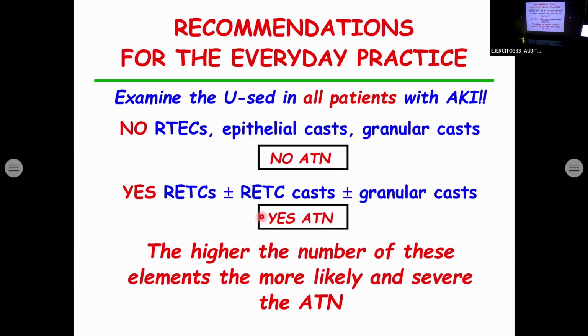Thus, recommendation for everyday practice: examine the urine sediment in all patients with acute kidney injury. All. No renal tubular cells, epithelial cast, granular cast: no ATN. Yes, renal tubular cells, epithelial cast, granular cast: yes, ATN. And the higher the number of these three elements, the more likely and severe is the ATN.